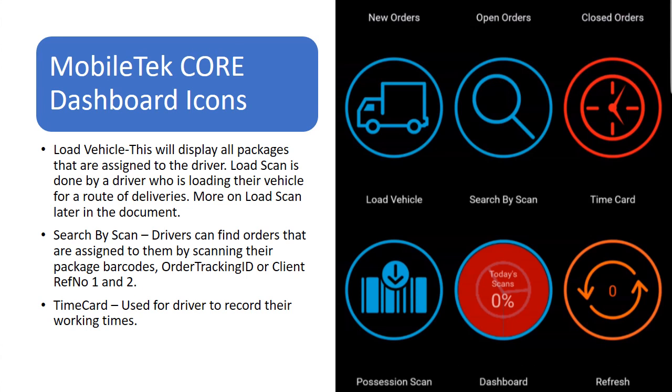The second row of icons. Load vehicle. This will display all packages that are assigned to the driver. A load scan is done by a driver who is loading the vehicle for a route of deliveries. More on load scan later in the document.